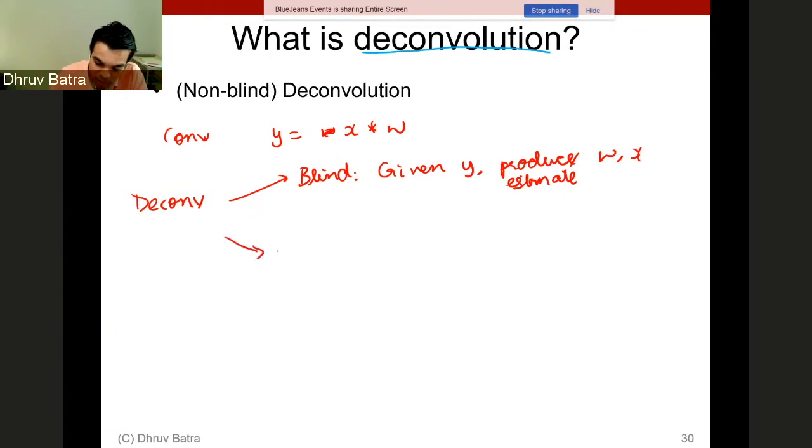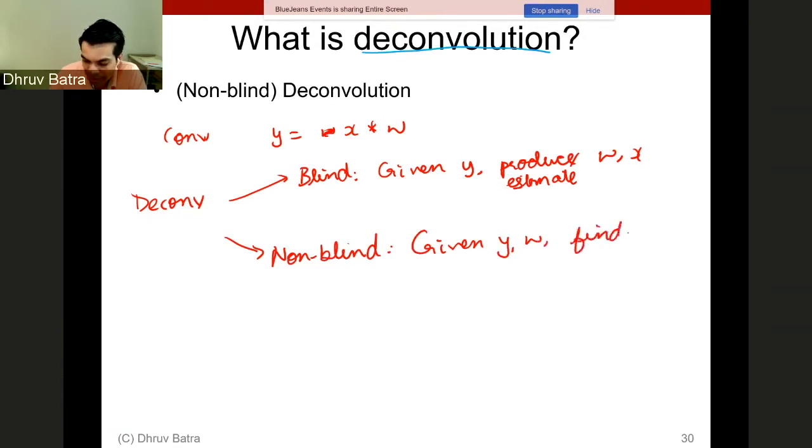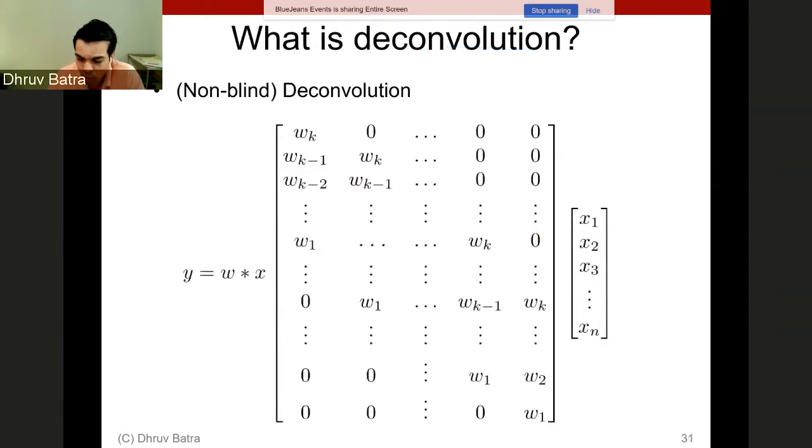The problem that we are much more interested in is non-blind deconvolution, which means you are given y and w, and you're asked to find or estimate x. And this is a much more constrained problem. So you're given the filter, you're given the output, and you're asked to produce what the input was. This is the formal definition of deconvolution, and it feels like this should be solvable.